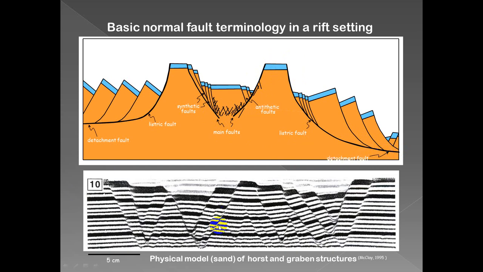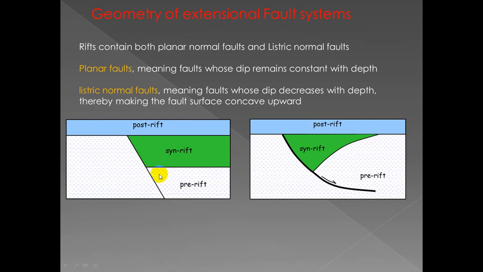This is a physical model with a sand body showing the geometry of a rift system. We have a comparison between a planar fault and a listric fault. A planar fault means a fault whose dip remains constant with depth. A listric fault has a curved dip, curved until the fault reaches what's called the detachment level.